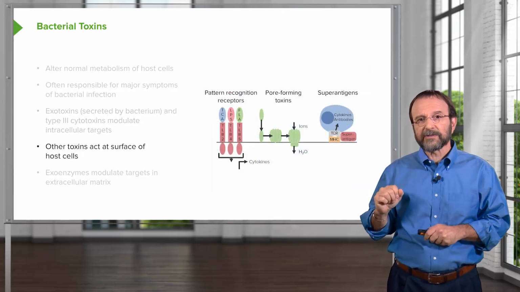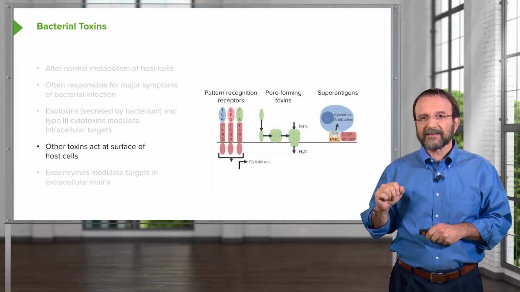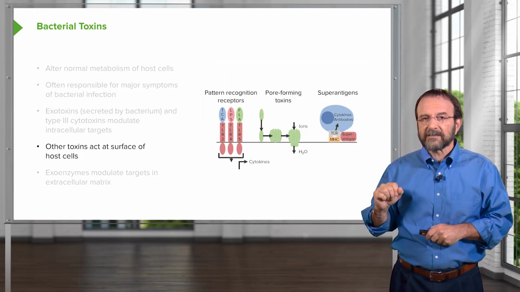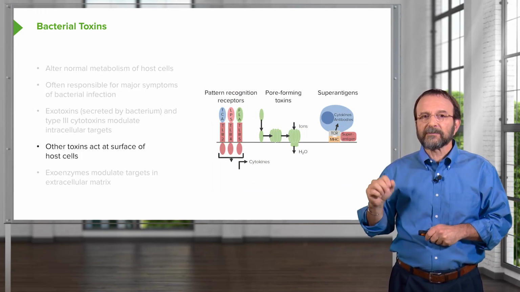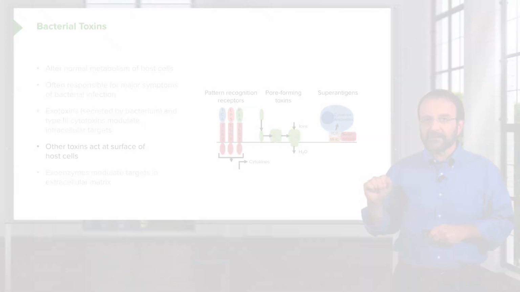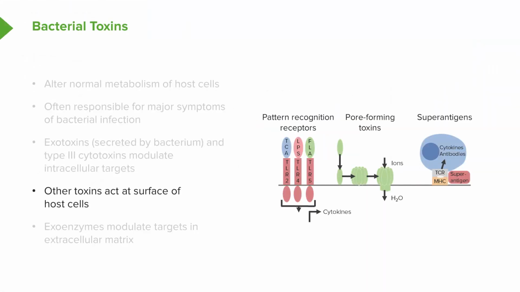Other toxins are produced by bacteria that act at the surface of host cells. Some of them bind to pattern recognition receptors and induce the production of cytokines, which have lethal effects. There are also pore-forming toxins, which make holes in cell membranes and make them die. And finally, there are toxins called superantigens that bind to T-cell receptors and major histocompatibility receptors and induce the synthesis of many, many toxic cytokines. And finally, there are proteins called exoenzymes produced by bacteria that modulate targets in the extracellular matrix.